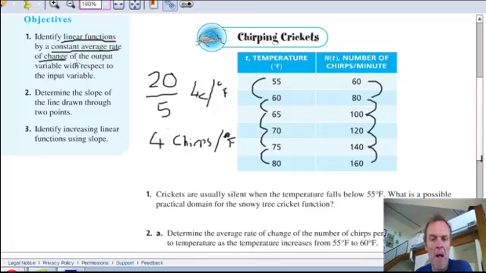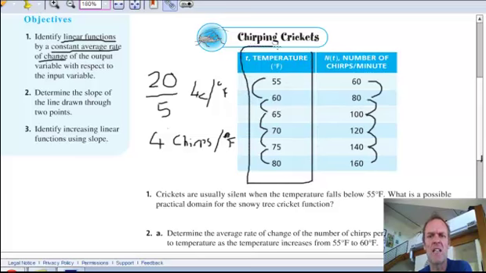Now look at some of the questions. What's the possible practical domain? Remember, domains are the inputs. You can think of it as the x-axis. Well, for this one, it's 55 up to 80. But you could say, well, temperatures, I suppose I could go from 0 to 120. Does it get much hotter than 120 degrees Fahrenheit? I'm not going to put down 200. Nowhere on earth is it 200 degrees, unless you set fire to something.